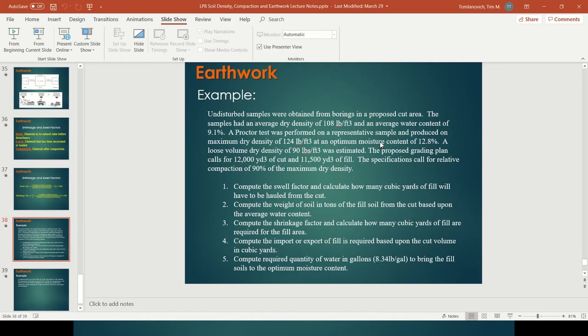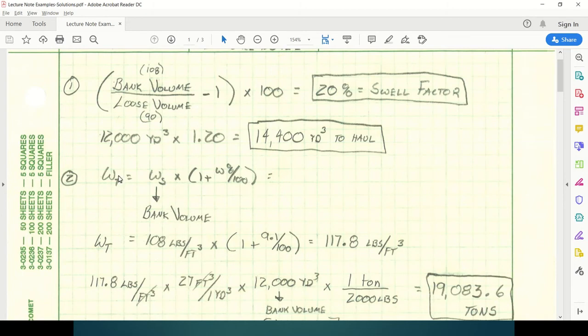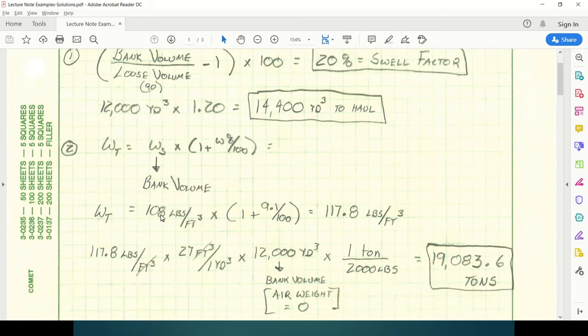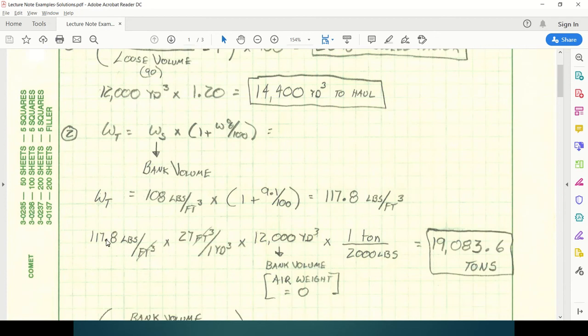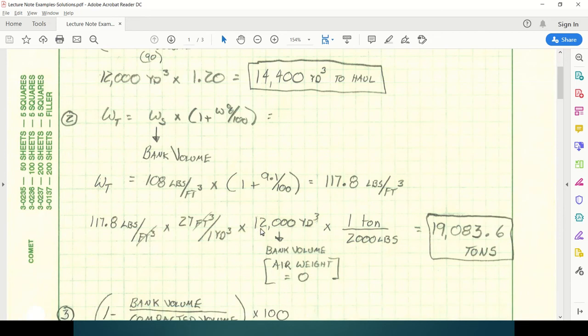All right, problem 2. Compute the weight of the soil in tons of fill soil from the cut based upon the average water content. Total weight equals weight of solids, bank volume times 1 plus water content over 100. So if we know our dry density is 108 pounds per cubic foot, that's our bank volume, times our natural water content, we know 117.8 pounds per cubic foot is our wet density. So 117.8 pounds per cubic foot times 27 cubic feet per cubic yard, times 12,000 cubic yards.